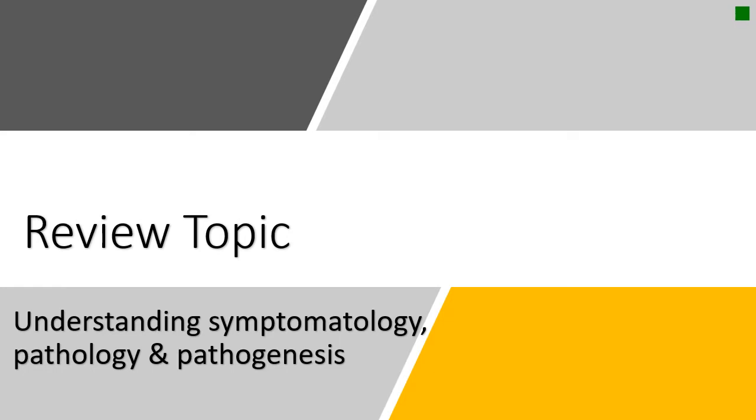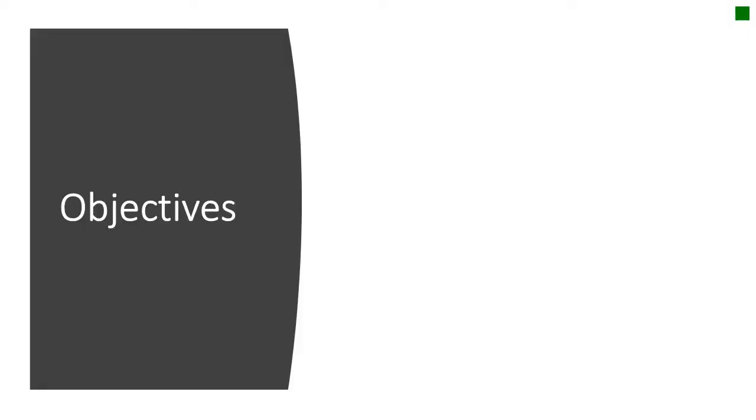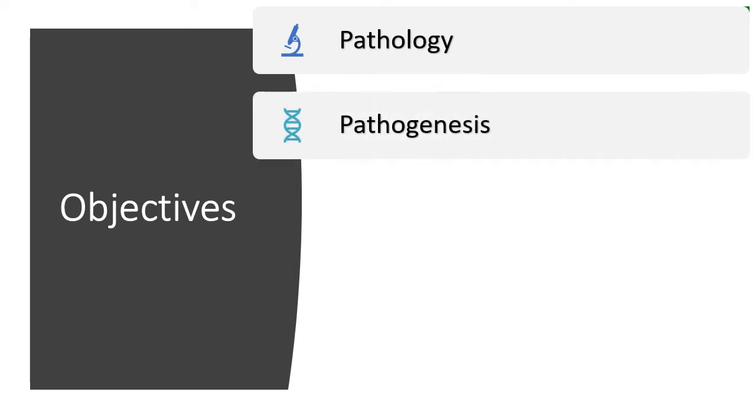The review topic for this module is about symptomatology, pathology, and pathogenesis. The objectives of this lesson are, first of all, to understand what is meant by pathology. Then we will try to understand what is meant by pathogenesis.